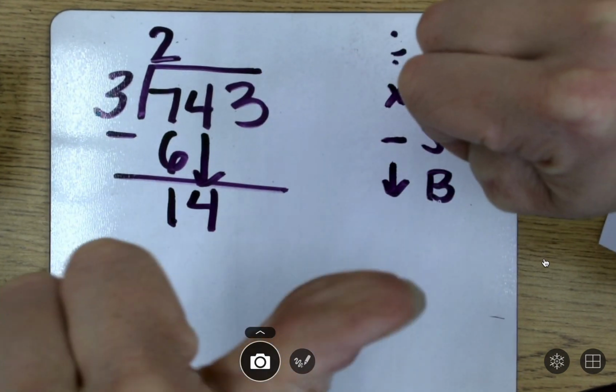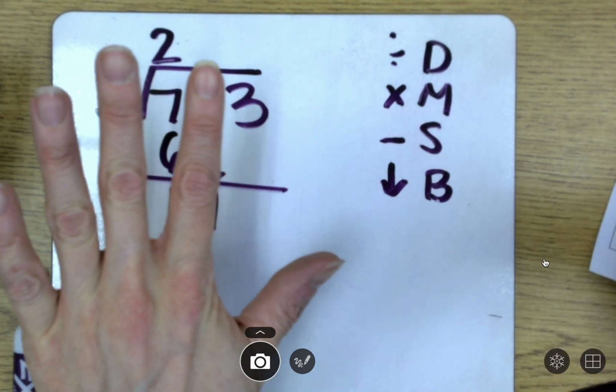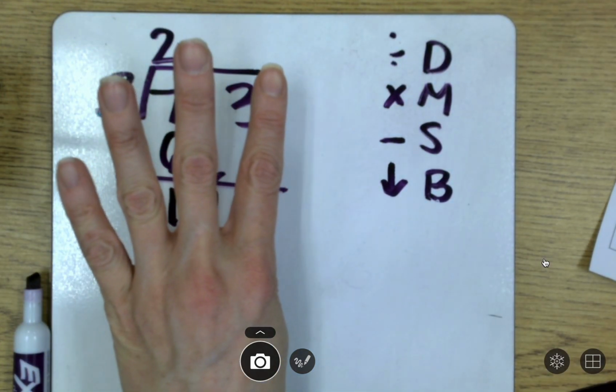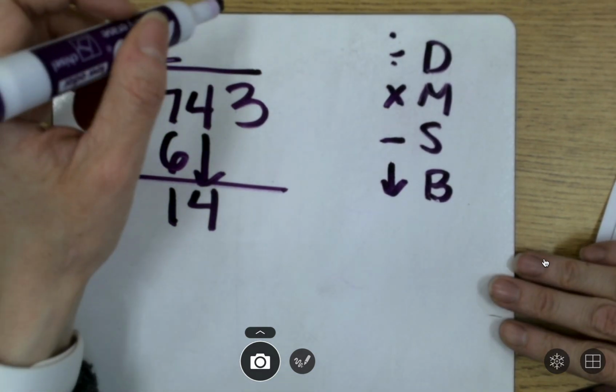Here we go. 3, 6, 9, 12, 15. Too big. One finger down. 4. I'm going to put the 4 on top of the 4.